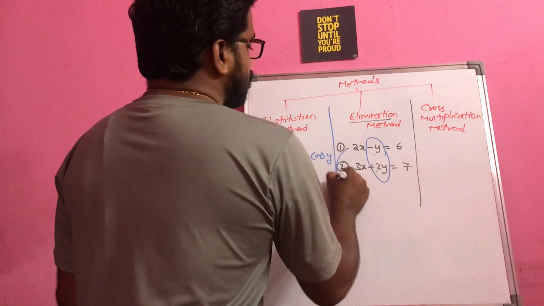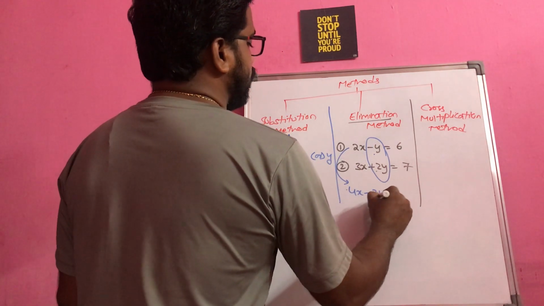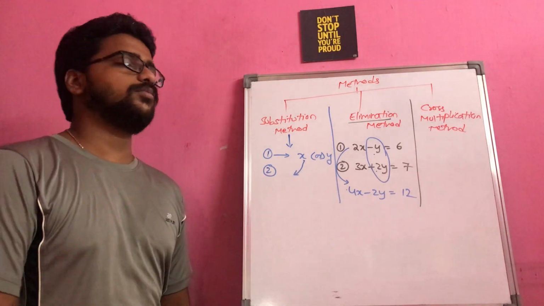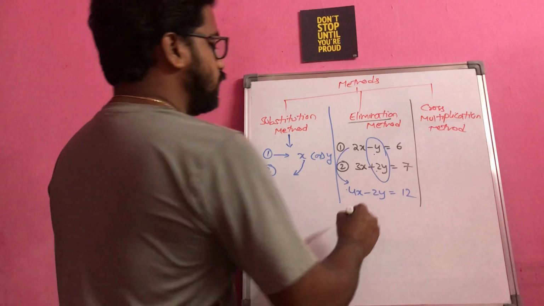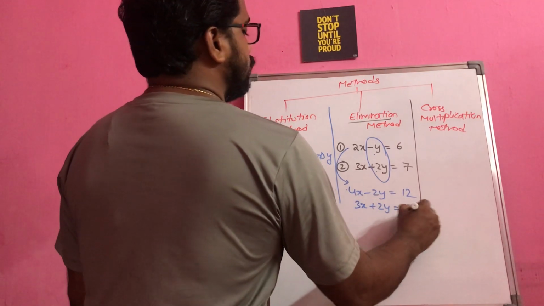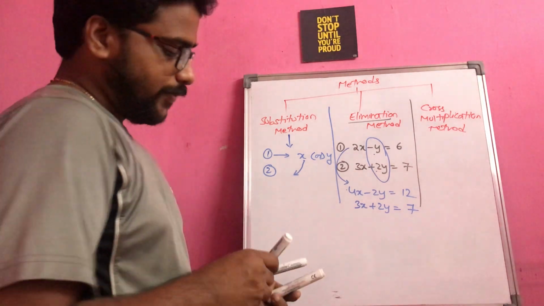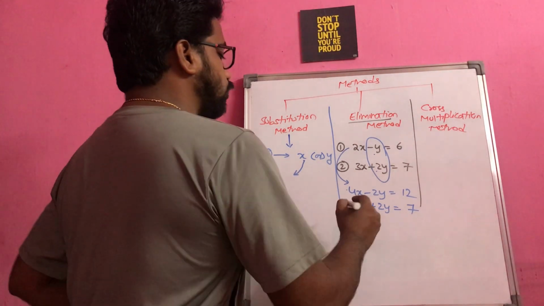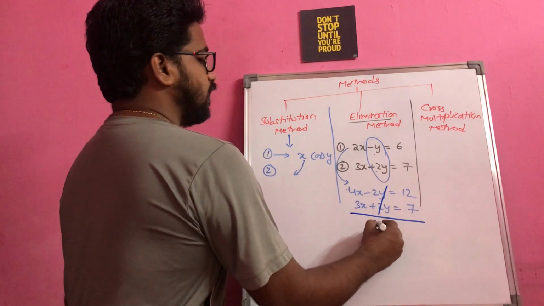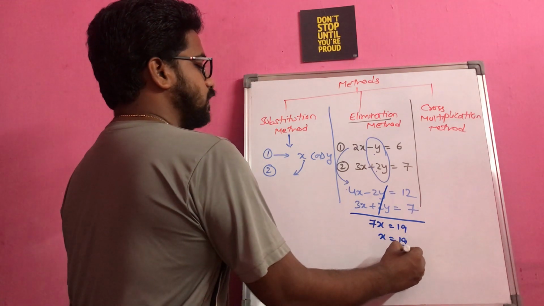So this first equation, if I multiply with 2 on both sides, then I will get 4x minus 2y is equal to 12, because you have to multiply with 2. Then the second equation is 3x plus 2y is equal to 7. You just observe here, if I add these two equations directly, 2y will get eliminated because 2y minus 2y is 0. This gives 7x is equal to 19, and x is equal to 19 by 7.